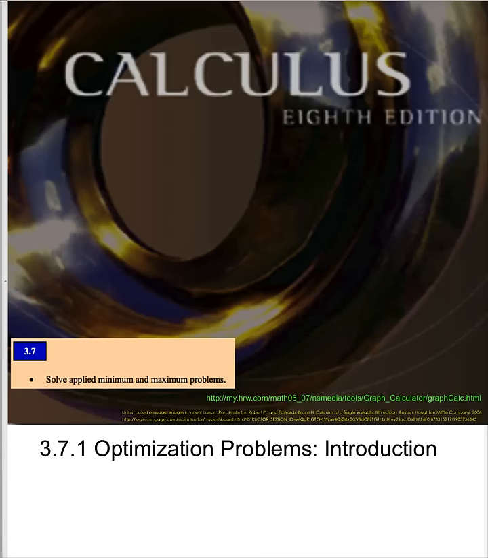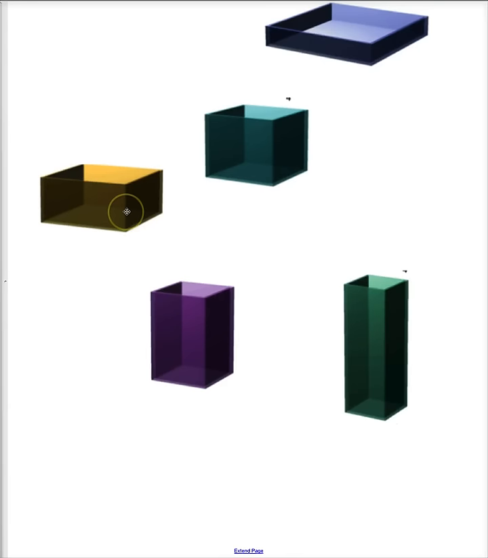Optimization problems are key in calculus. Suppose I gave you this series of boxes, and I said, which one is the optimum size, or which one has the optimum volume? The answer is, well, I haven't given you enough information, have I?